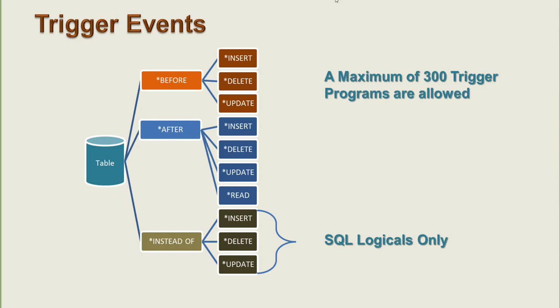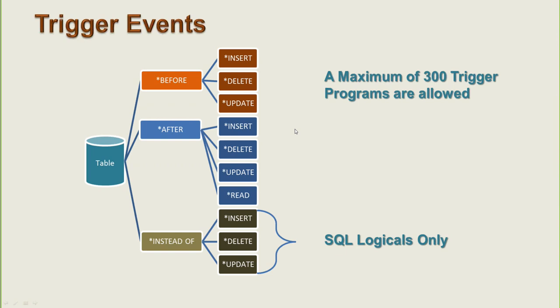A maximum of 300 trigger programs are allowed per file. Actually, if I'm not mistaken, that one has also gone up. I think it's about 2,000 now, if I'm not mistaken. However, discussing whether it's 300 or 2,000 is rather irrelevant, because I promise you, you're not going to add 300 triggers to a file, let alone 2,000.